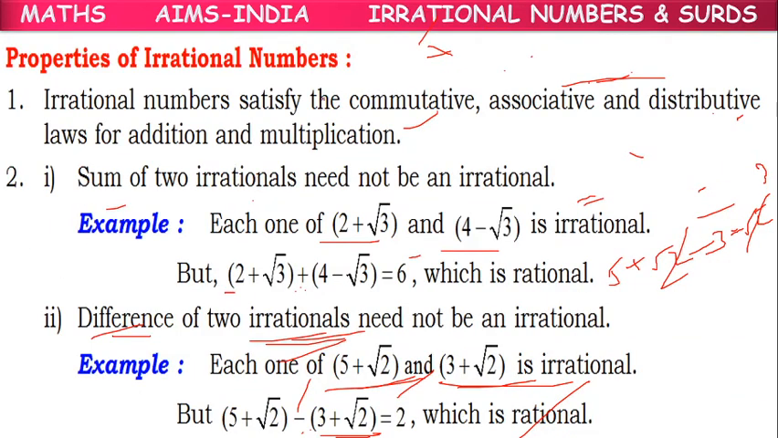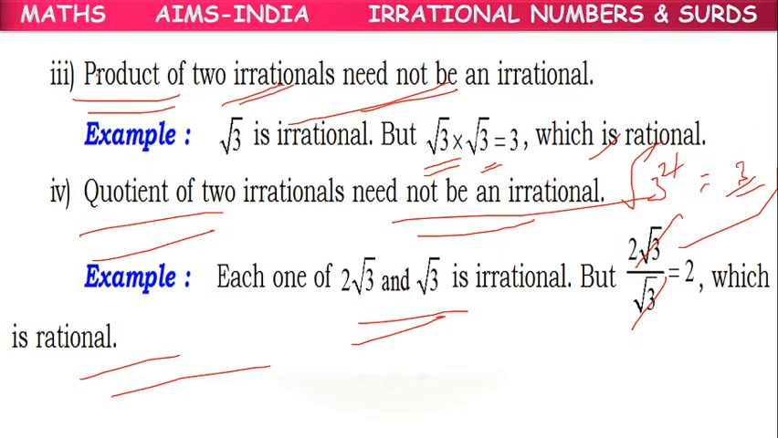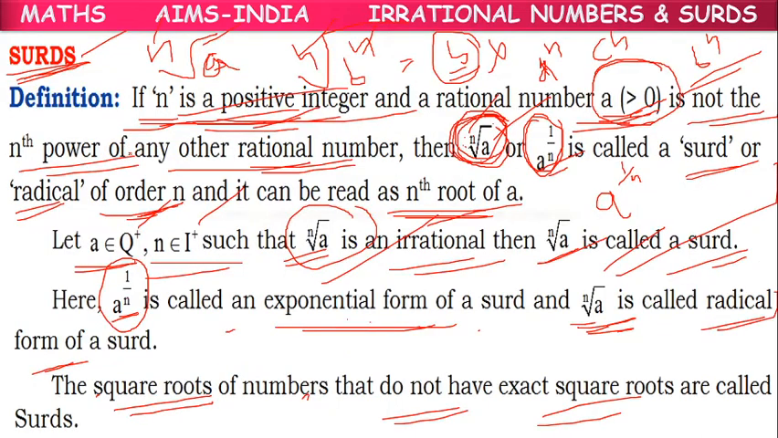So what are the properties? They follow commutative, associative, distributive properties only in addition and multiplication. The sum of two irrationals, or the difference, or product, or quotient need not be an irrational number. It may be rational or it may be irrational.